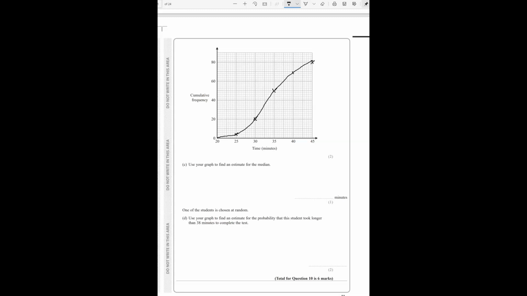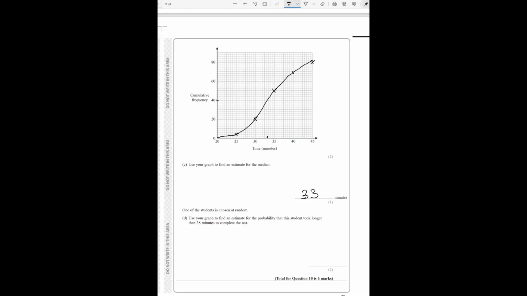Okay, use your graph to find an estimate of the median. Well, the median is going to be at 40, so if I go across there, go down to there, now each one, because it goes from 30 to 35, each one is 2, so that is 33. And again, it gives you a little bit of a margin there.